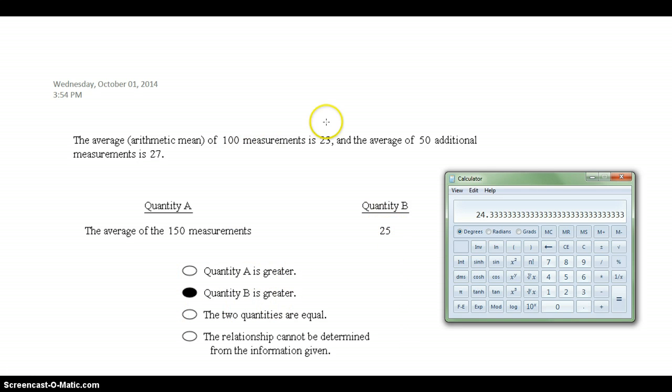Now another way you could look at that is you have 100 at 23, 50 at 27. 25 is exactly the halfway point between 23 and 27. But because there's many more measurements on the low end, that's going to bring the average down. So the weighted average will be somewhere below 25. So even if you didn't know it was exactly 24 1/3, you would know that it was less than 25 for sure. So that's how we could have chosen that.